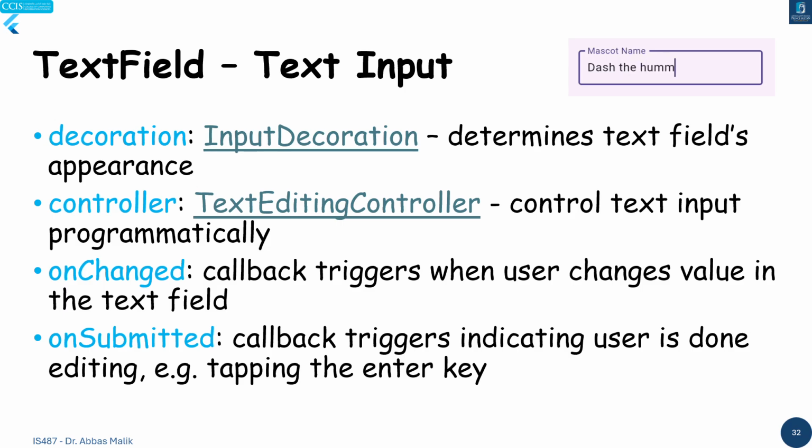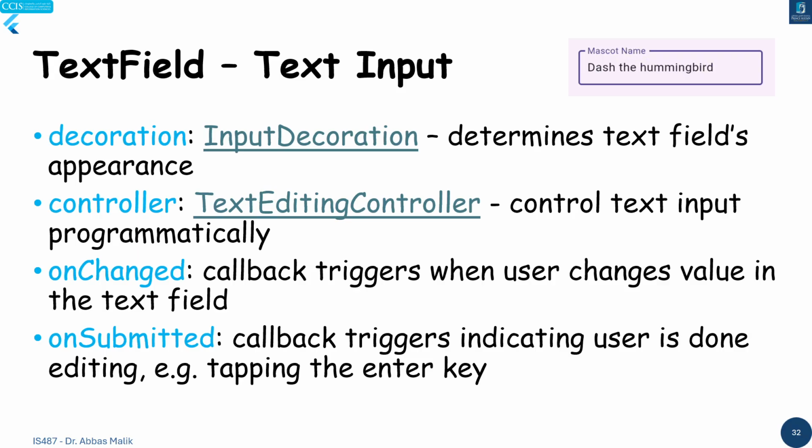Here are some properties that we can specify. We have a decoration, which controls how it will be visible on the page. Controller is a text editing controller which controls the text input programmatically. If you want to programmatically control the input which is coming from the user, then you need to have a controller. It is an optional thing, it is not necessary. But definitely you can have a text editing controller which can control the input of the user.